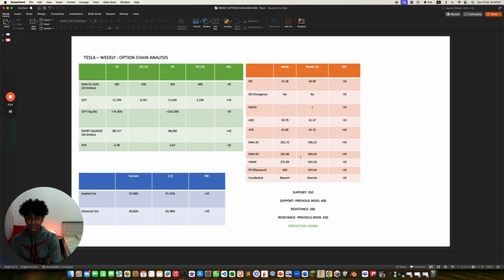VWAP is lower, that's negative. Pivot point is lower, that's negative. And the candlestick is bearish, that's also negative. And let me change this. So the current support is 350, the previous support was 400, the current resistance is 385, and the last resistance was 430.